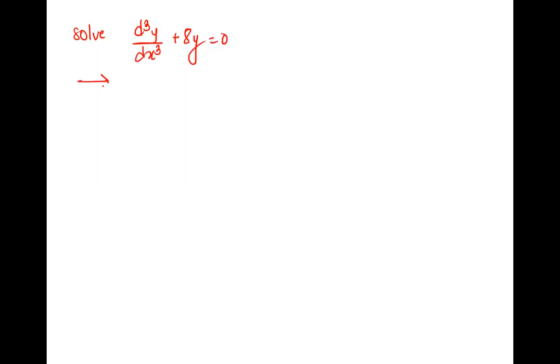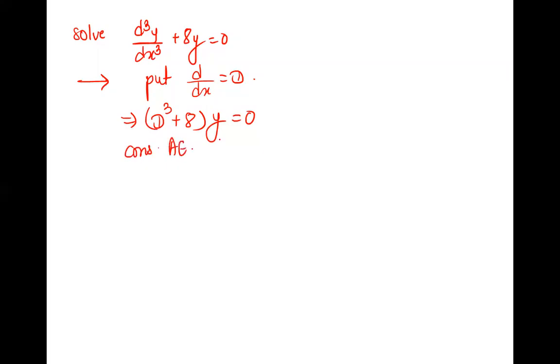Okay, next question is given. Try it. Consider. Okay, before we need it in capital D, so put d by dx as capital D. So we get the equation d cube plus 8y is 0, so we need to consider the auxiliary equation. D cube plus 8 is 0.